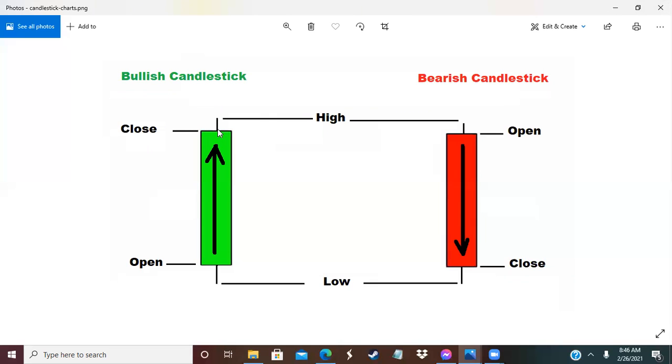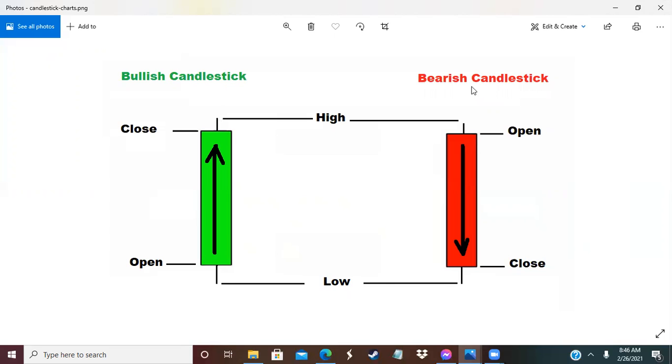This black line that's coming from the body of the candle, this is called a wick. And the very top of it is the high of the day. All right, that's the highest point that the stock price went to today. All right, same thing here at the bottom. This is a wick. The very bottom is the low. All right, that's the lowest point that the stock went to today.